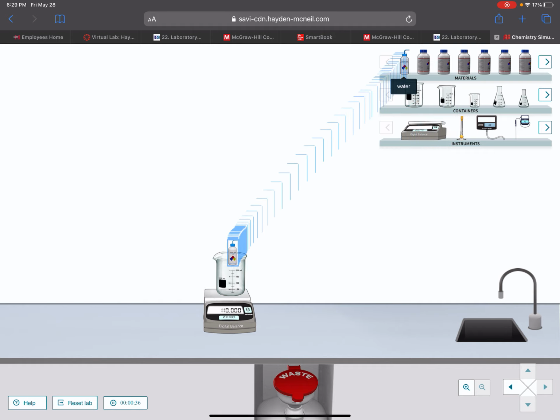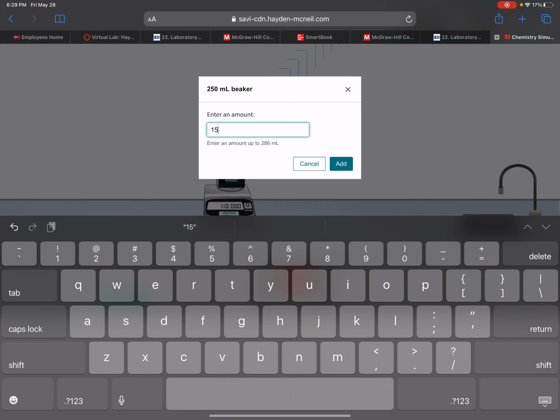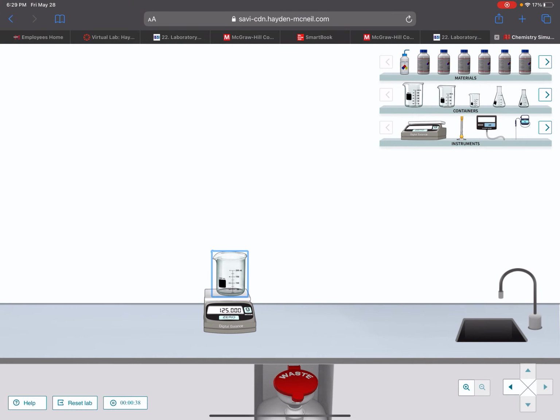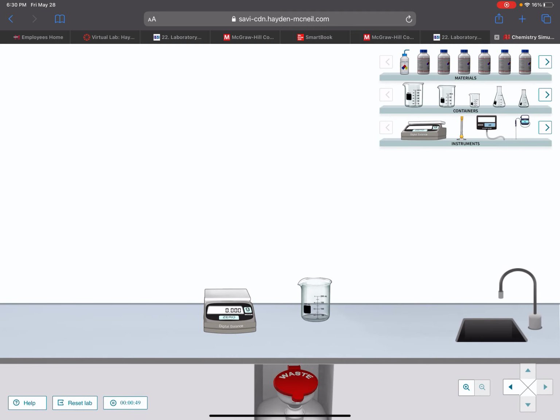When you need to add water to it, you drag it over the beaker. It's going to tell you how to do all this. I don't have to show you. It's just kind of fun. Okay, and look at the mass, it went up, etc. You can zoom in on things and look at them with the little zoom buttons on the left.